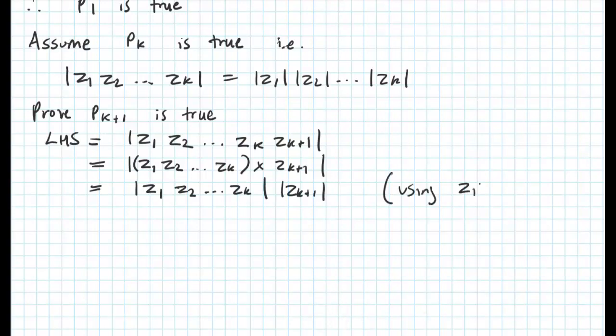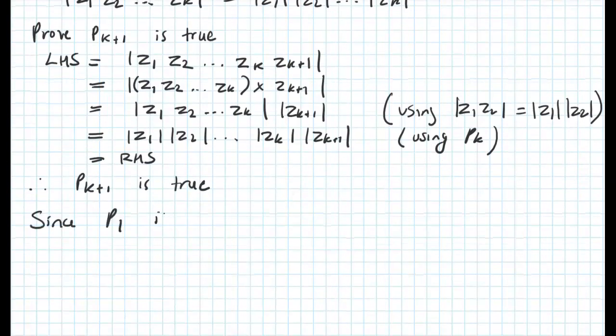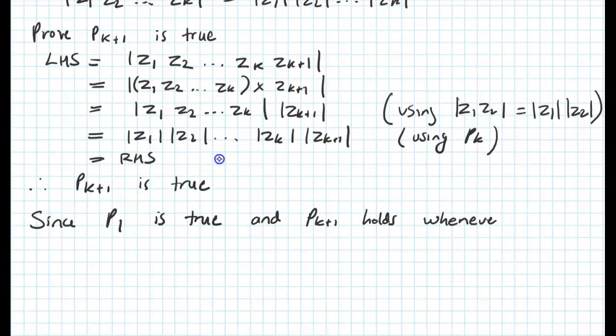Now we can use the property that we've established in a previous video to split that out. And we can also use our inductive assumption. This allows us to prove that the left-hand side is equal to the right-hand side. So Pk plus 1 is true. And then finally we wrap this up by making our inductive statement.